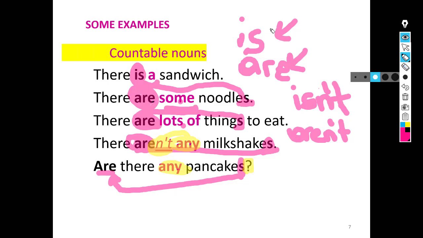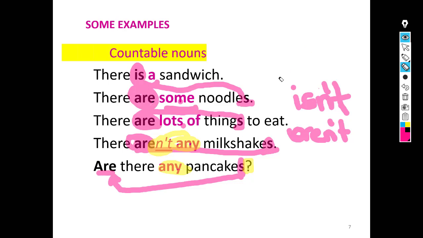These are countable nouns and we can use is or are for the countable nouns. Why? Because if we have got only one chair, one bed, one pen, we say my pen is broken. Or if we have got more than one pen, we can say my pens are broken. Yes? Or it isn't pink or they aren't pink. We can say for the countable nouns. What about uncountable nouns? What can we use as to be?